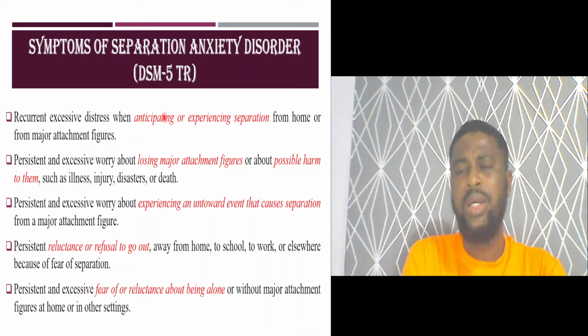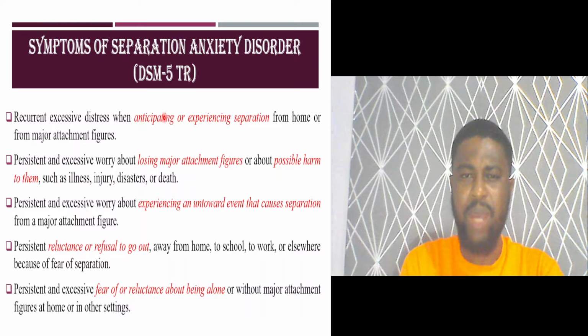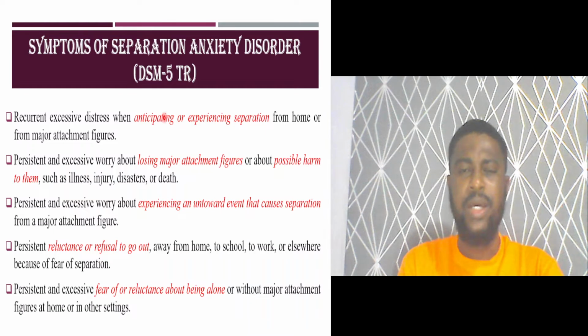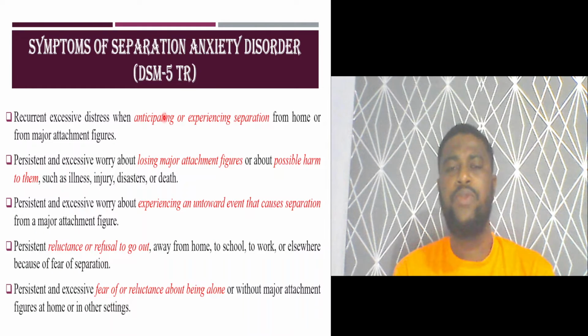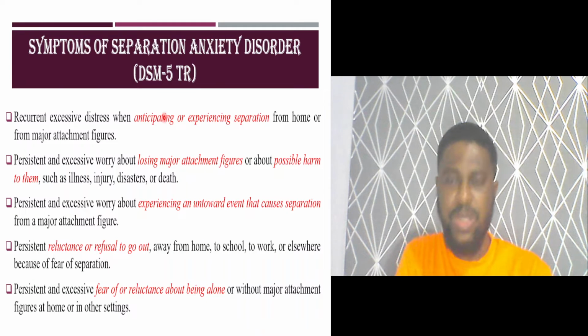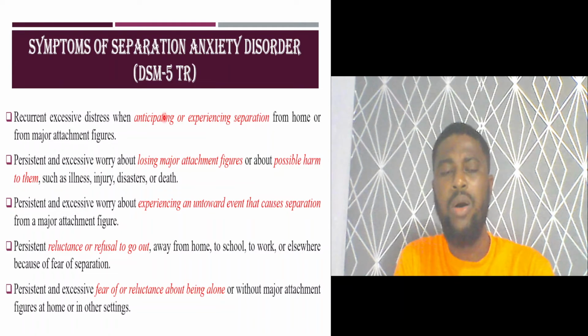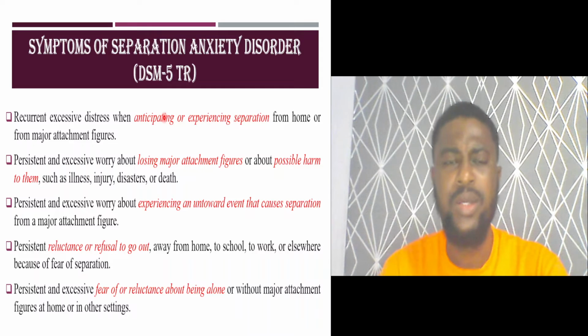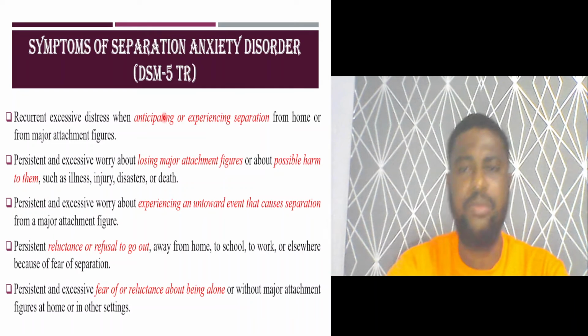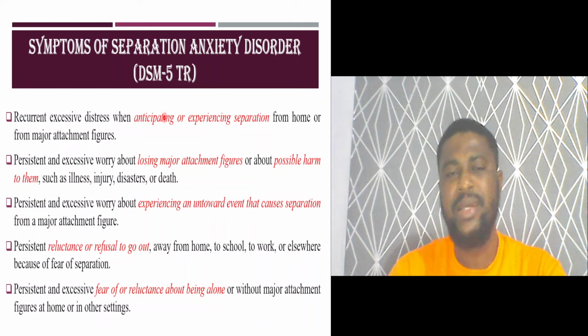And also being separated from major attachment figures, which could be parents or children or a spouse or someone that you are so closely bonded with. So that distress when you are anticipating or experiencing separation from home or major attachment figures could be a sign of separation anxiety disorder. Number two, there's persistent and excessive worry about losing major attachment figures.